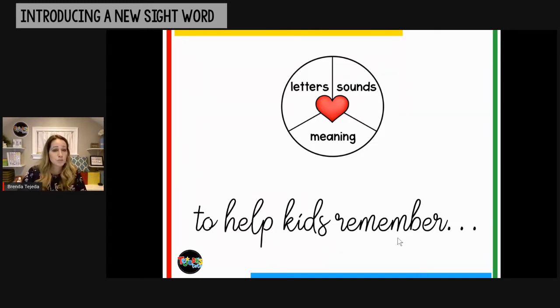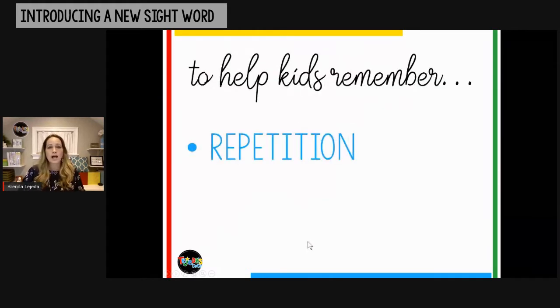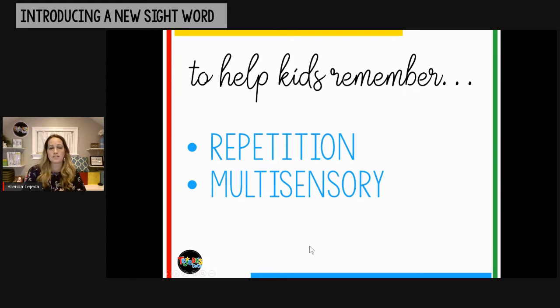Okay, now, even with that, it's still hard for a lot of kids to remember sight words. So to help them remember, we have to use repetition and we have to use multisensory methods. So let's talk about repetition.